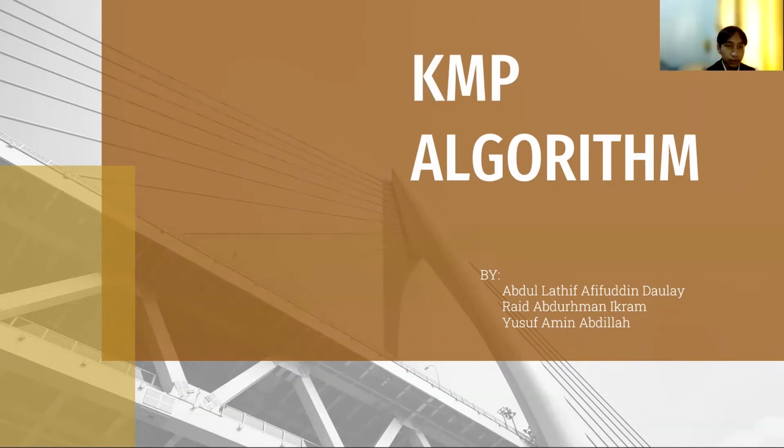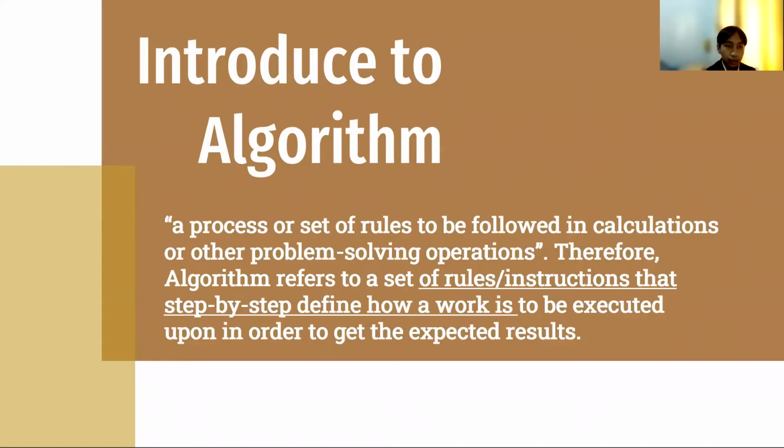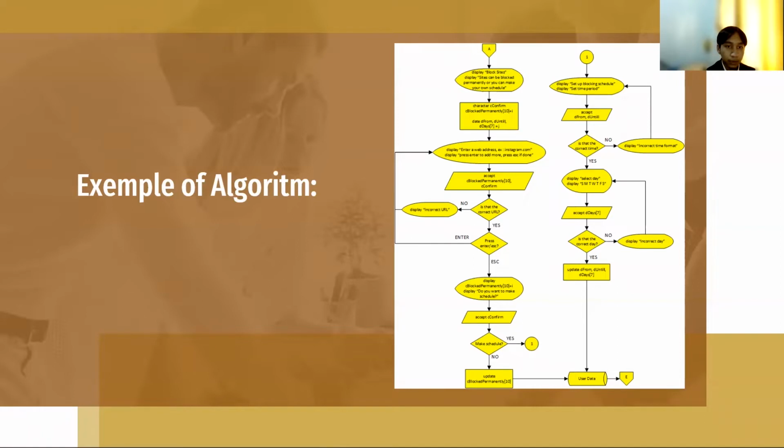Before going into the main topic, I will explain what an algorithm is. An algorithm is a process or set of rules to be followed in calculation or problem-solving operations. Therefore, an algorithm refers to a set of rules or instructions that define step by step how a task is to be executed in order to get the expected result. One basic example of an algorithm is this flowchart, which gives structured steps so that there is no ambiguity in the process and it produces a clear and structured calculation.